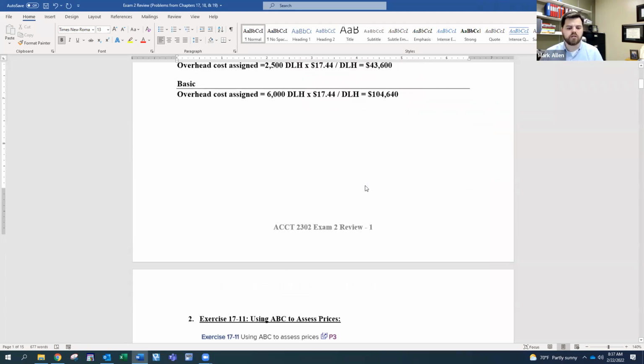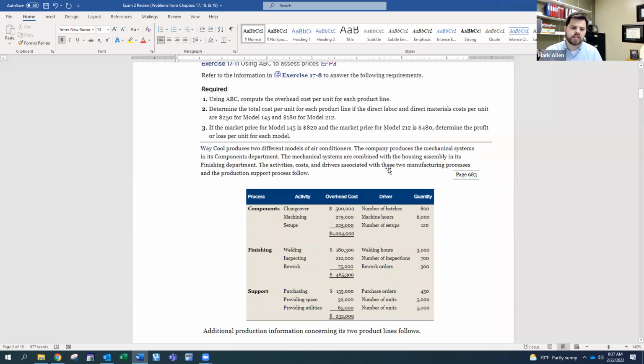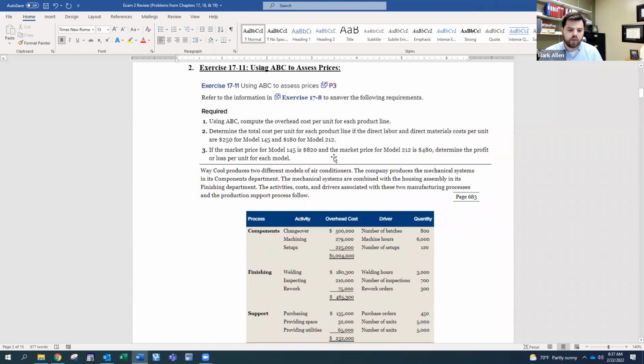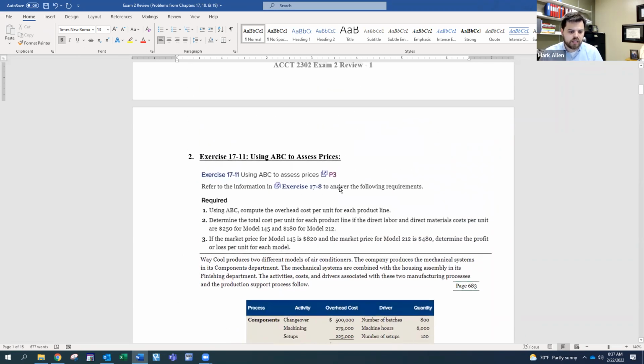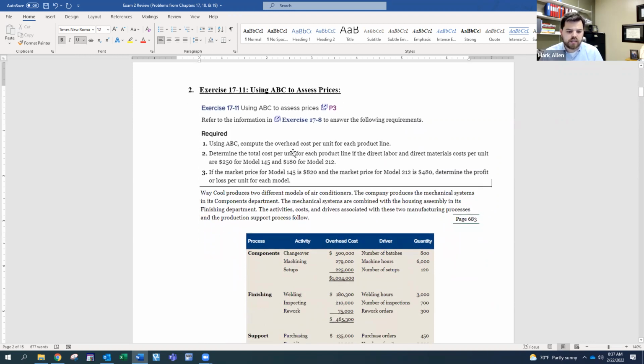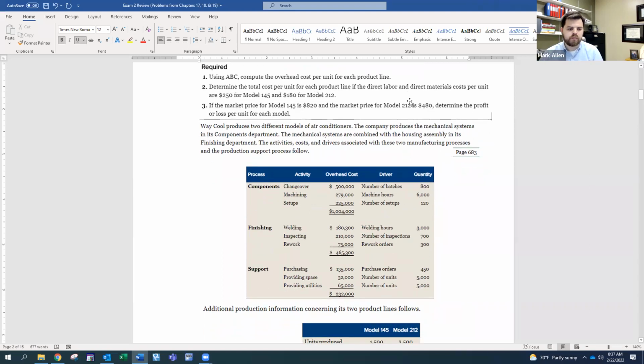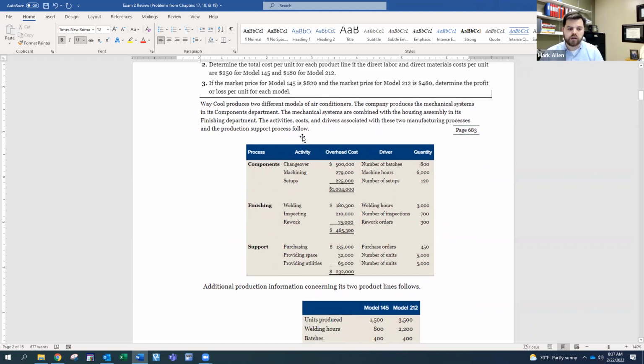So very good. So there's the first question. Now, number two, we're looking here at ABC. So in this case, we are looking at some information from 17-8. So I believe that is the information that we have right here. So they say, go ahead, use ABC to compute the overhead cost per unit for each product line. Determine the total cost per unit for each product line if the direct labor and direct materials cost per unit are, and they give us that, 250 and then 180. If the market price for model 145 is 820 and the market price for model 212 is 480, determine the profit or loss per unit for each model.